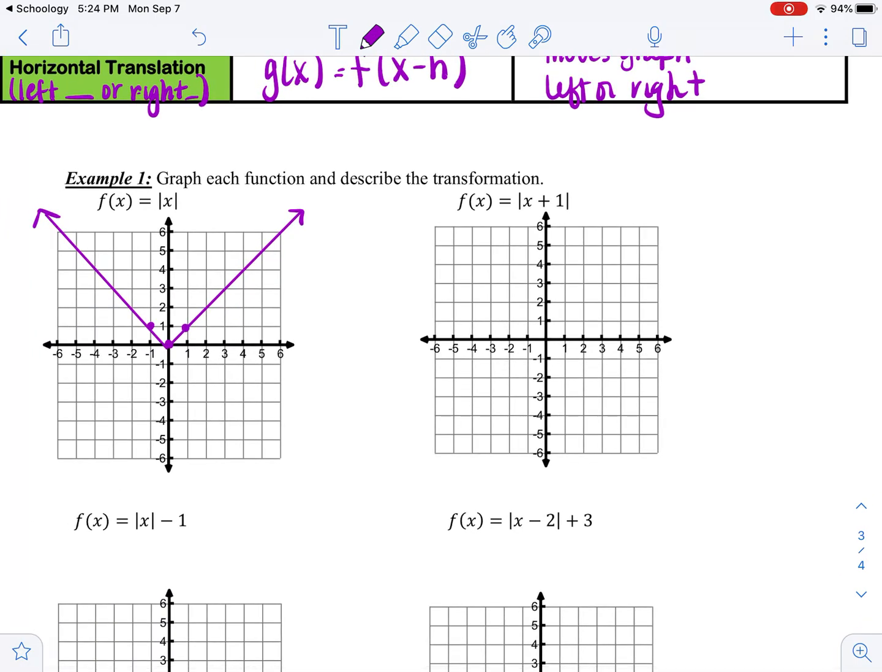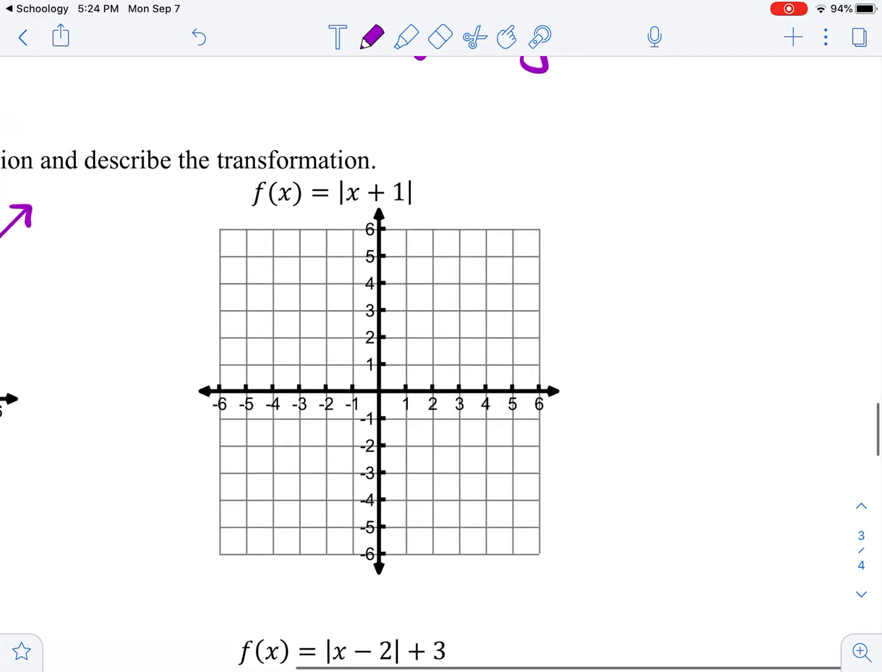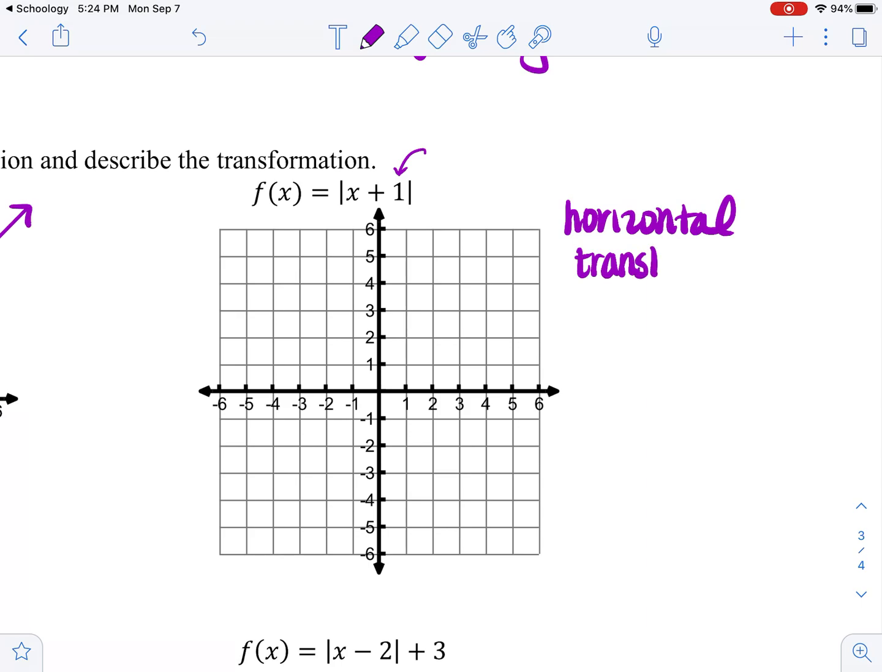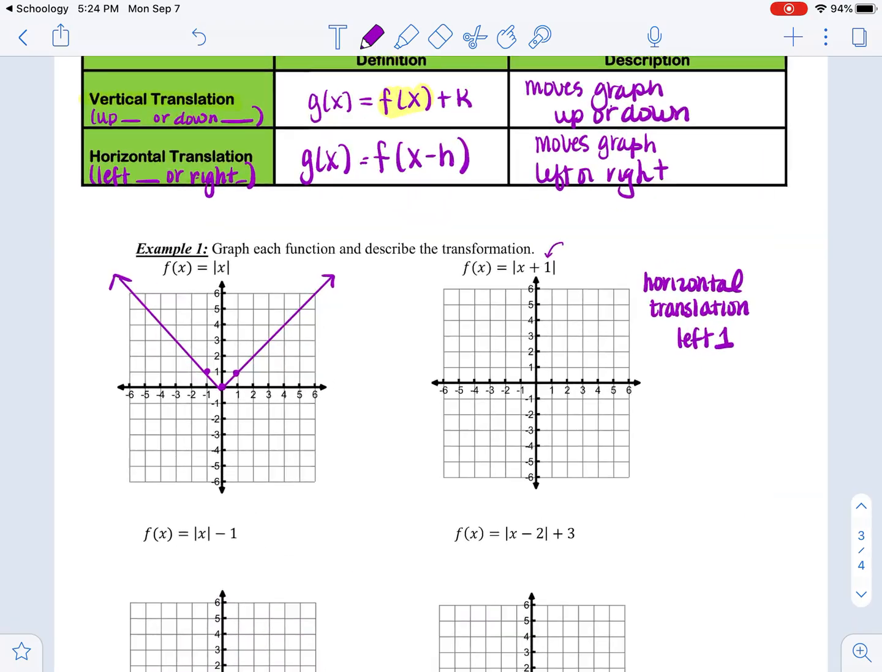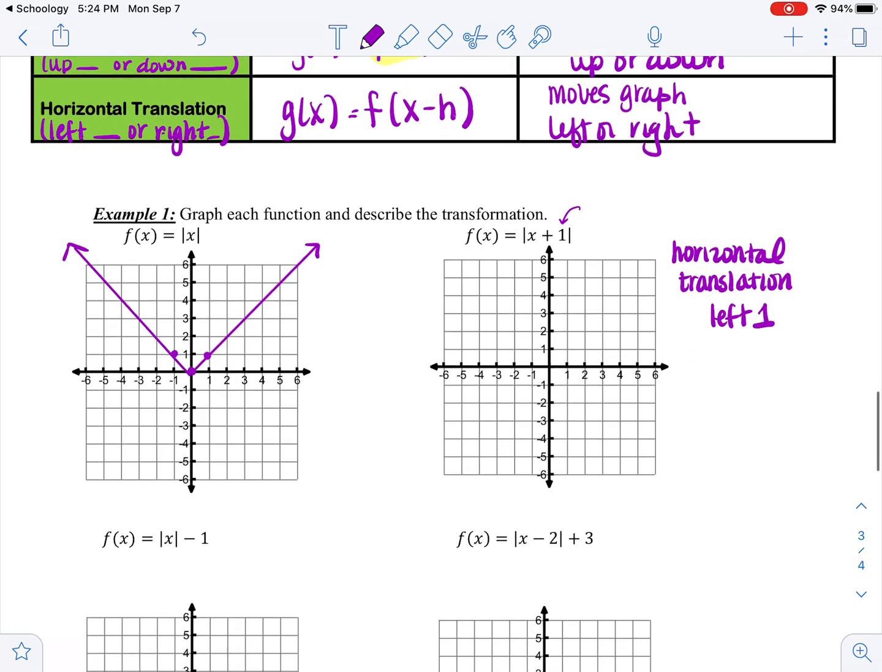Okay, so we're going to graph each function and describe the transformation like we said here. So first off, notice that this is inside the parent. Since it's inside the parent, it's going to move it left or right. Since it's a plus one, that's moving it left 1. So we are going to describe this as a horizontal translation, left 1. Now let's move the graph left 1. You're going to move your 3 specific points here, your 3 critical points here. And now the graph is moved left 1.